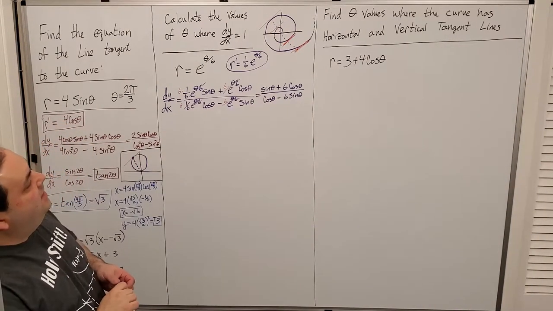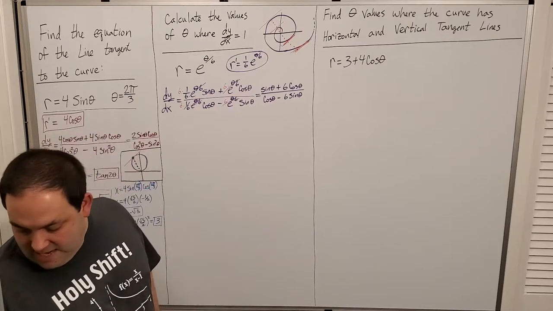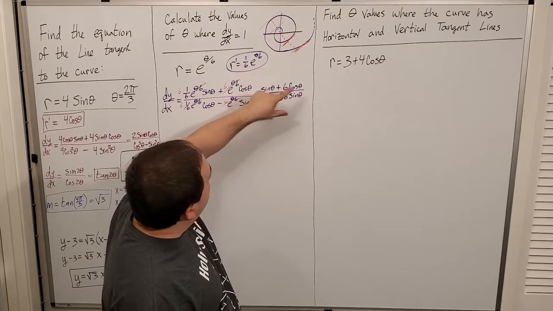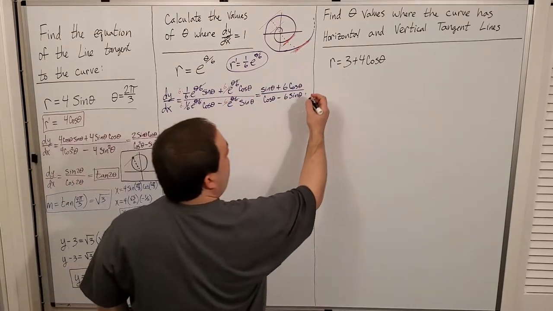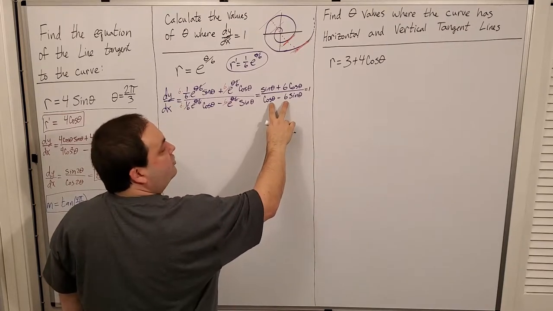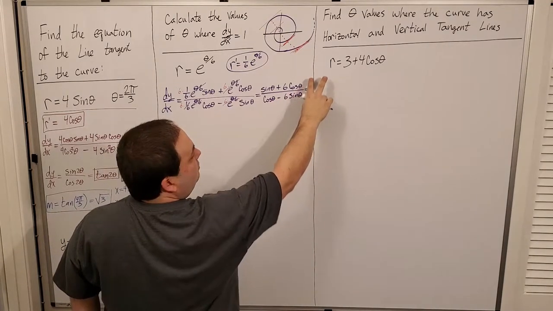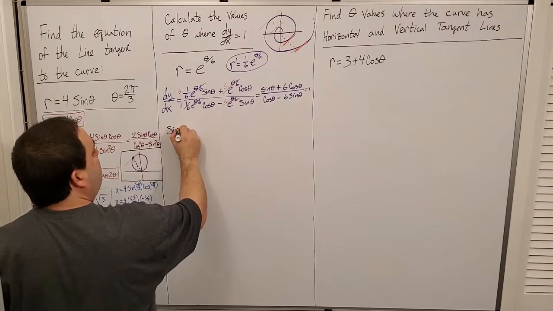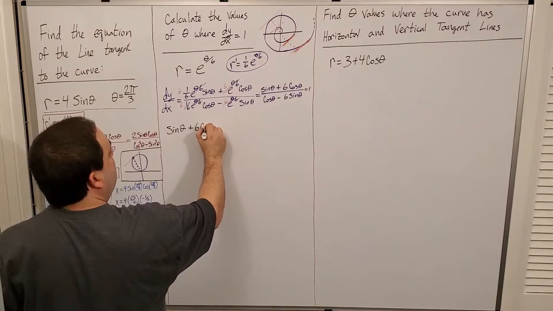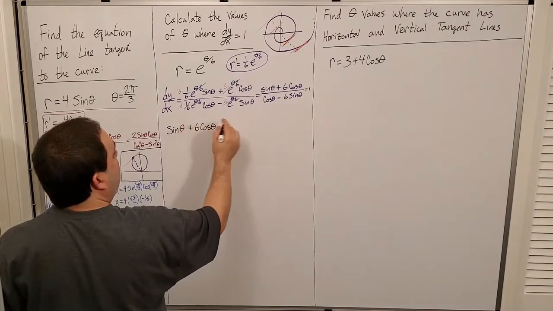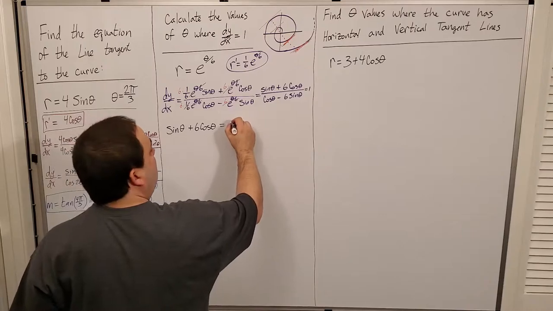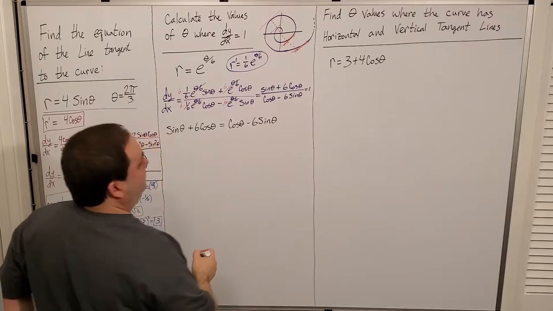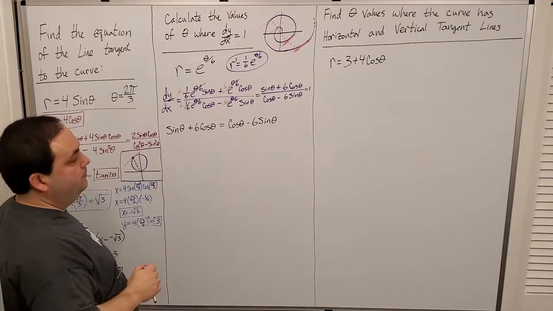Okay, and we're interested in where this is equal to 1, right? I want the derivative, this thing, equal to 1. So if this thing were equal to 1, I could actually multiply this denominator over times 1, and it would just be itself. And this is the equation we would get. Sine theta plus 6 cosine theta is equal to cosine theta minus 6 sine theta. Right? I just multiplied it to the other side.